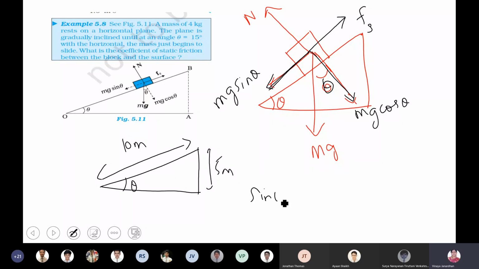What is sine theta now? In this right triangle, what is sine theta? 5 by 10, 1 by 2. So what is the value of theta? When sine theta will be half? 30 degrees. Is that clear?